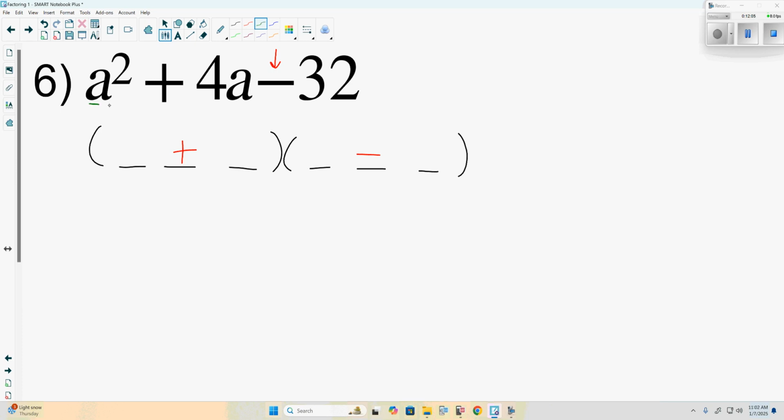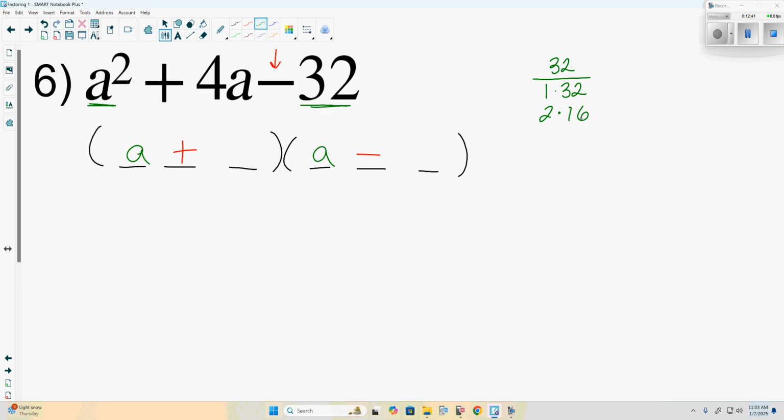Our next step is to find the factors of the first and third term. Factors of a squared: a and a. Really with this variable squared, a and a, x and x, those are the only ones that we can have for this here. 32 on the other hand. Well, we can have 1 times 32. But what we'll also have is 2 times 16.